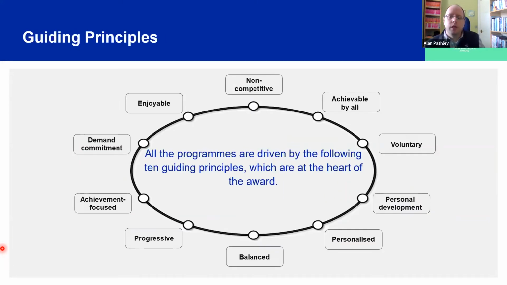In terms of the guiding principles of the award, these can often be overlooked by people, so I try and bring them to people's attention when I'm doing training like this. I think these are the things that we often go back to as DofE workers to look at when people are presenting to us a plan to work with some young people in a programme, and we're asking the question as to whether it fits into these ideals that we're working towards.